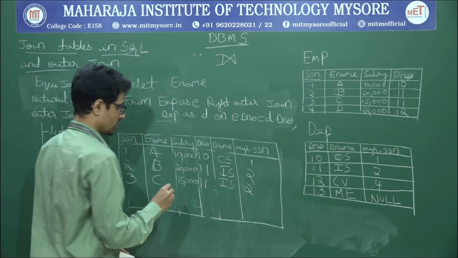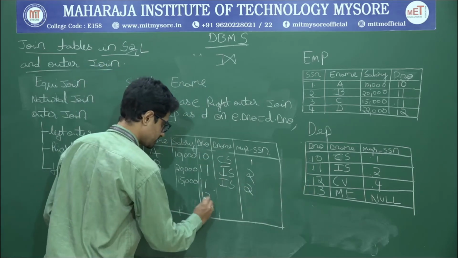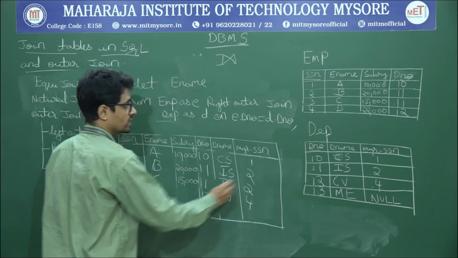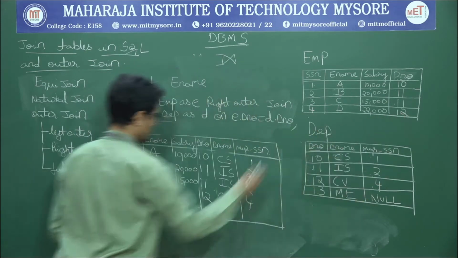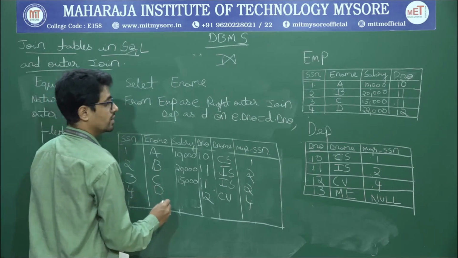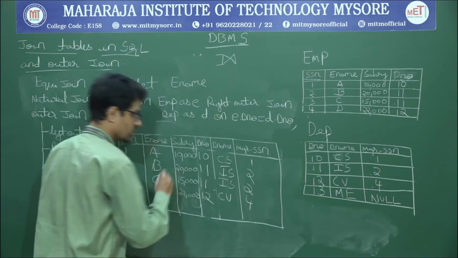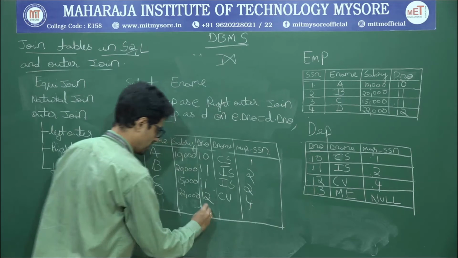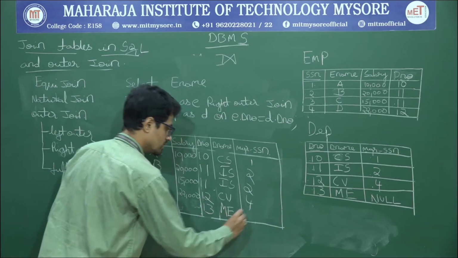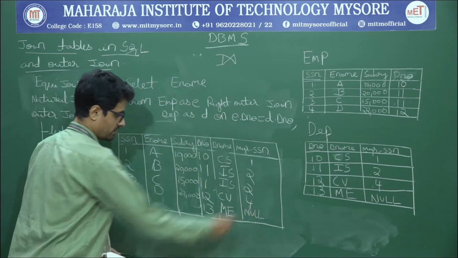Okay, good. Now next we have 12. So write down 12 CV 4. Is 12 present here? As we have 12 present here, the fourth row, 4 D 22,000. Okay. Next we have 13. So write down as it is in the primary key table, 13 ME, and there is no manager for this. Fine. So 13 ME and no manager.